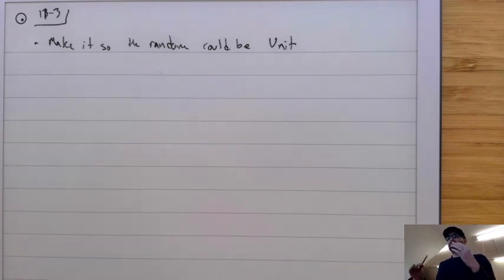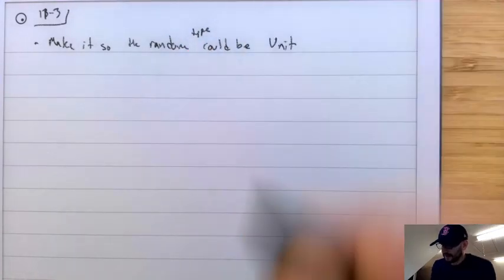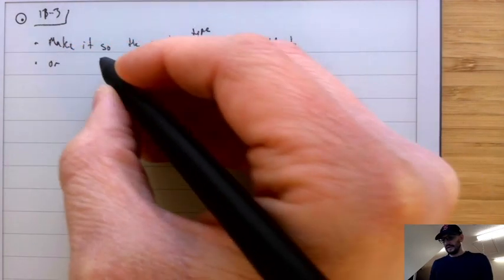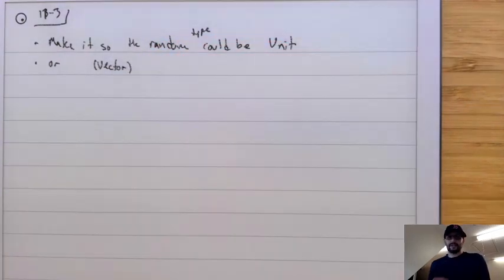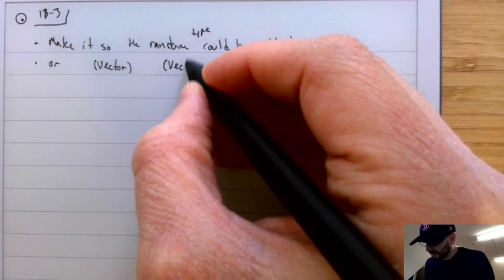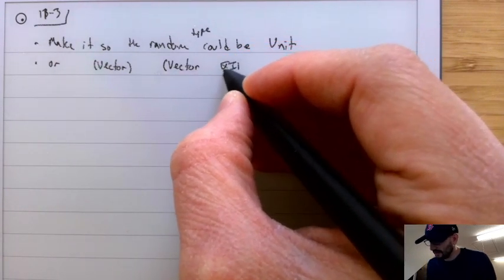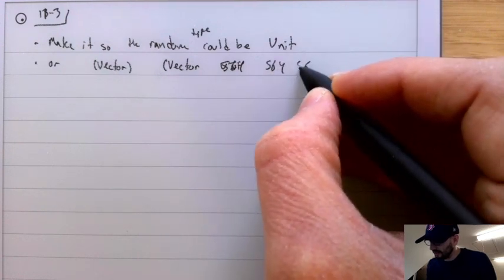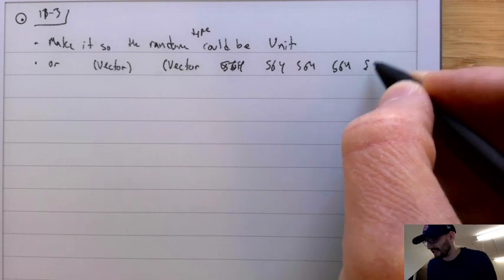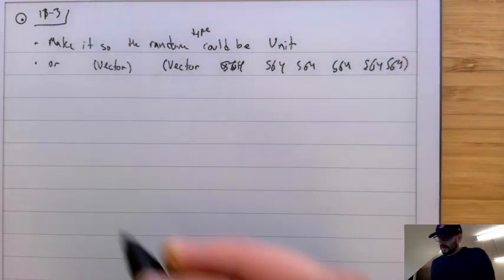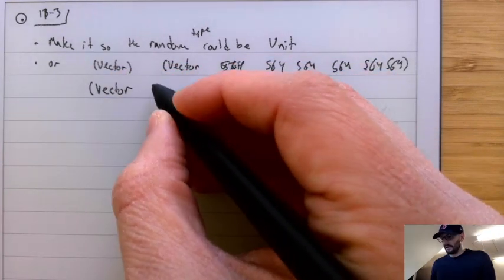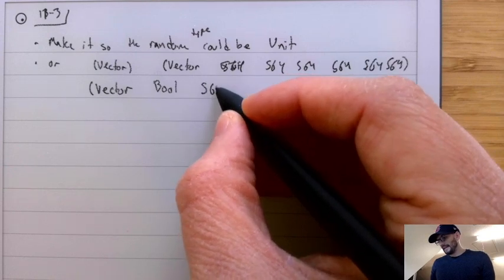That definitely could work. My personal advice is that it's really painful to do that, because there's too many different vector types. So what I did in my version is I made it so the random type could be unit, or it could be just a vector by itself, like an empty vector. It could also be a vector of a certain number of S64s, so I think I did 6 of them. Or it could be a heterogeneous vector of a bool and an S64.